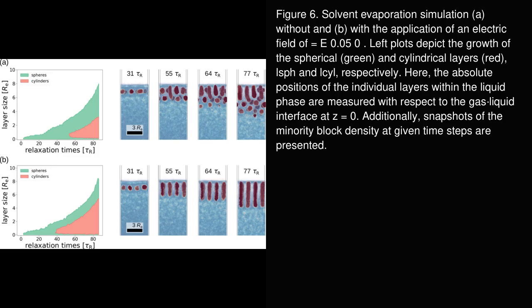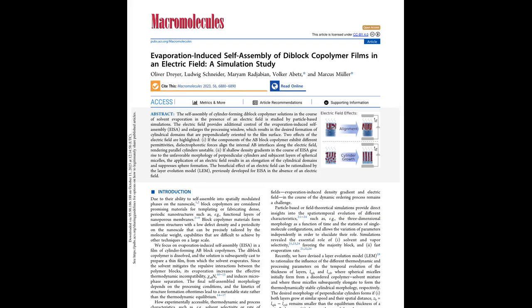These simulation results corroborate experimental observations where electric fields promote longer cylindrical domains aligned normal to the film surface, confirming the broadening of the processing parameter window for desired microstructures. Overall, Figure 6 highlights the dynamic influence of electric fields on self-assembly kinetics and domain morphology in evaporating diblock copolymer films. In conclusion, this study elucidates how external electric fields act as a powerful processing parameter to influence the self-assembly and morphology evolution of diblock copolymer thin films during solvent evaporation.